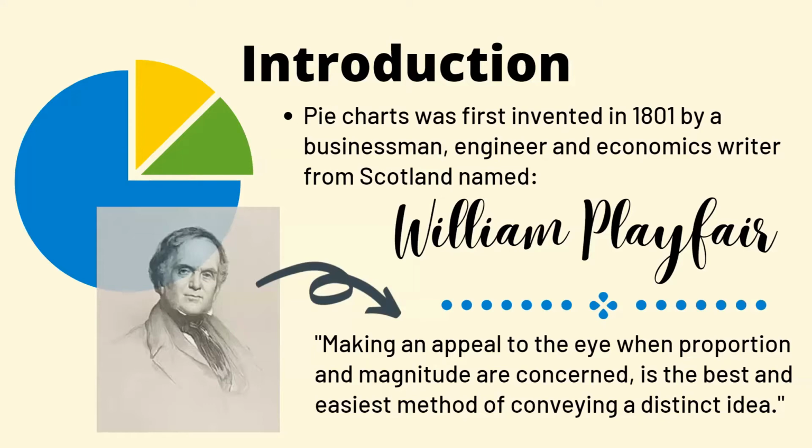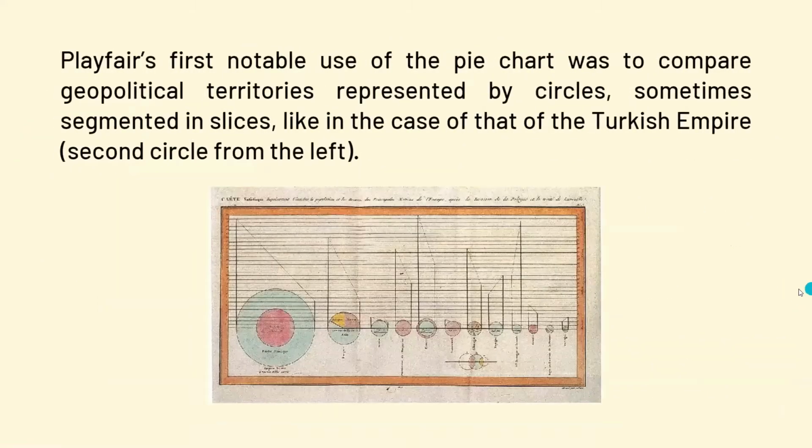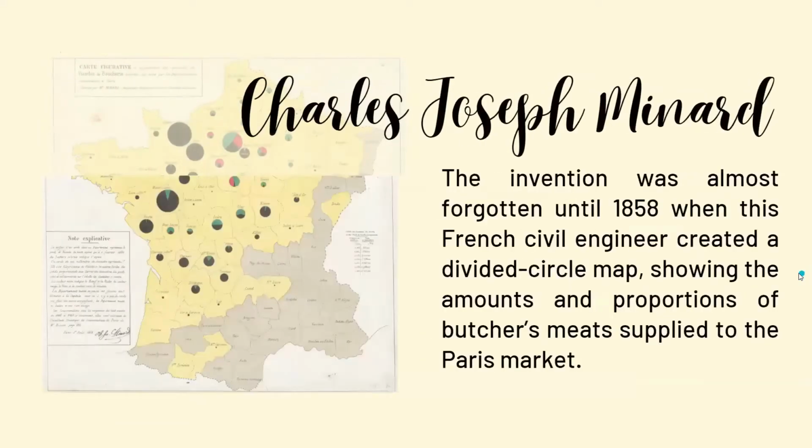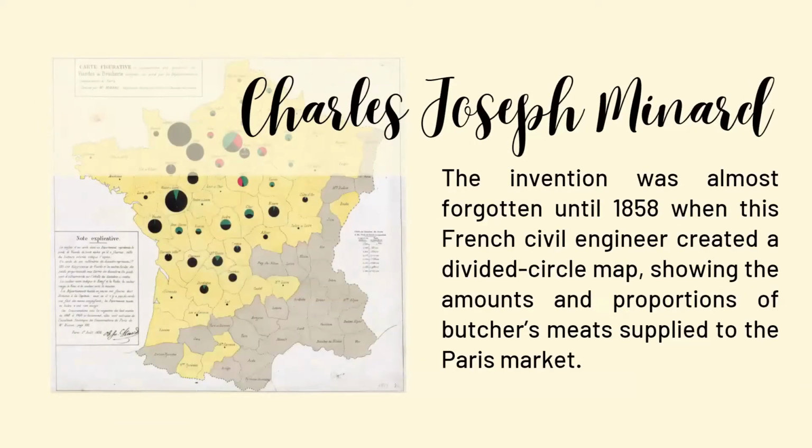However, at the time, the chart was not as popular as it is now, and it wasn't widely used at first. Playfair's first notable use of the pie chart was to compare geopolitical territories represented by circles. Next slide, please. Sometimes segmented in slices, like in the case of that of the Turkish Empire. But in spite of that, the invention was almost forgotten until the mid-century, specifically in 1858 when a French civil engineer, Charles Joseph Minard, created a divided circle map showing the amounts and proportions of butcher's meat supplied to the Paris market.